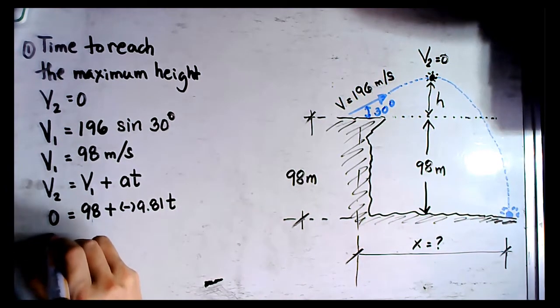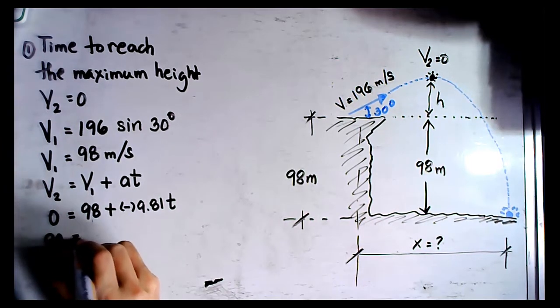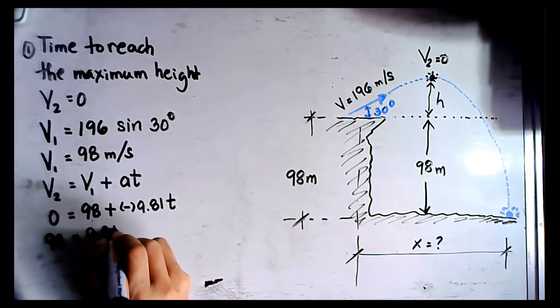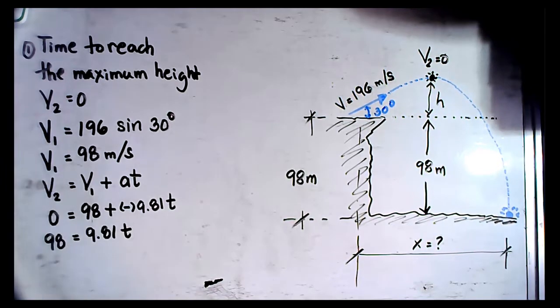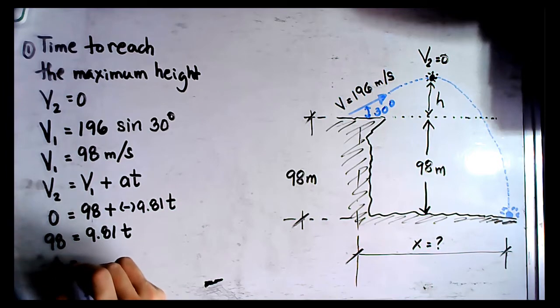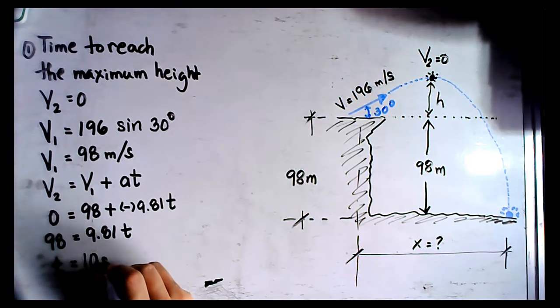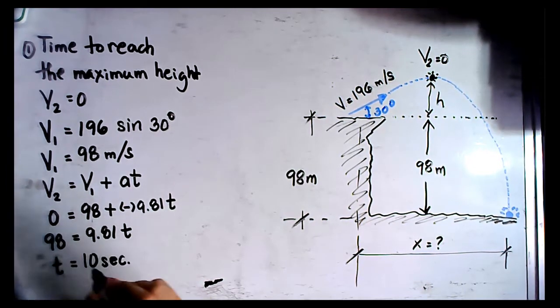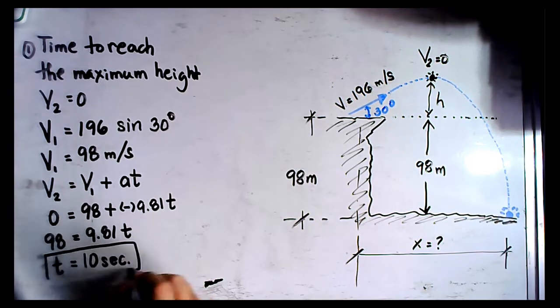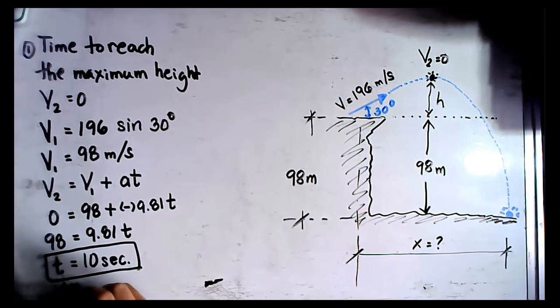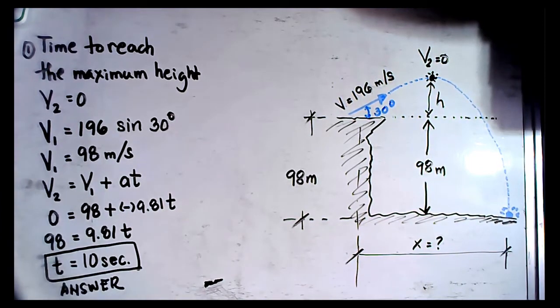If you determine the value of the time, 9.81 times t is equal to 98. That means the time required for the projectile to reach the maximum height is equal to 10 seconds. That will be our answer for the first question. The time to reach the maximum height is 10 seconds.